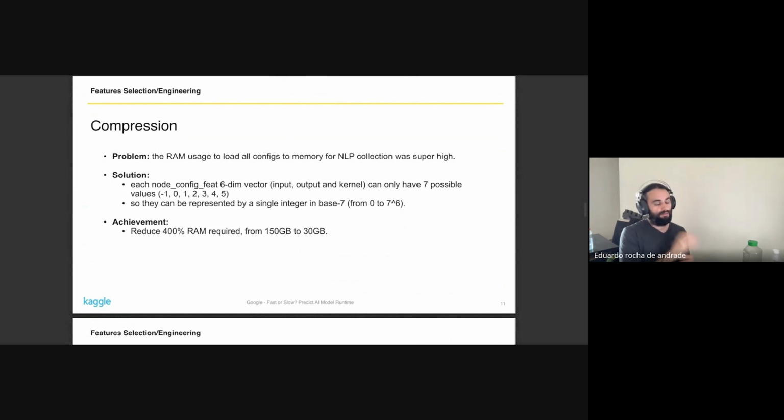So Mateus had an amazing idea. He noticed that these 18 values can only have 7 possible values. So instead of having a 6-dimensional vector for inputs, outputs, and kernel, we could just have a single integer, in base 7, that can represent those 6 dimensions.